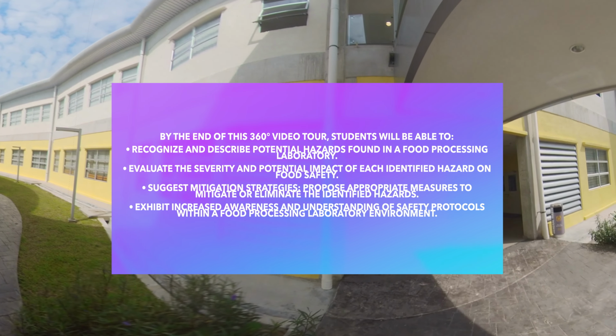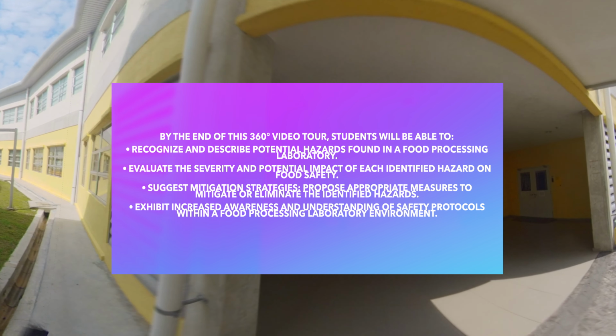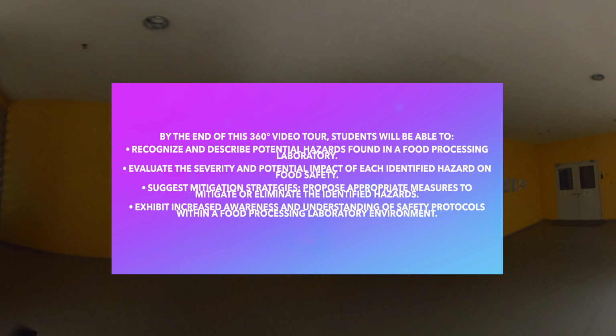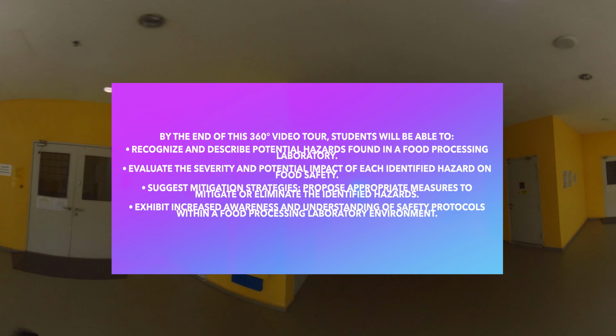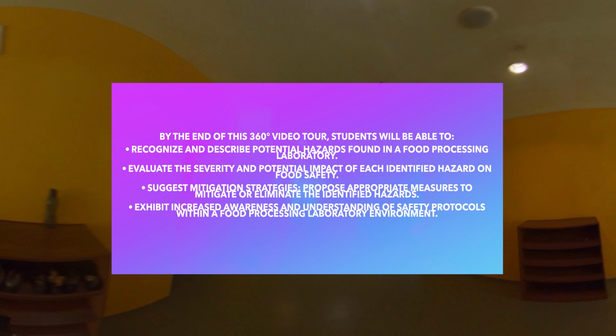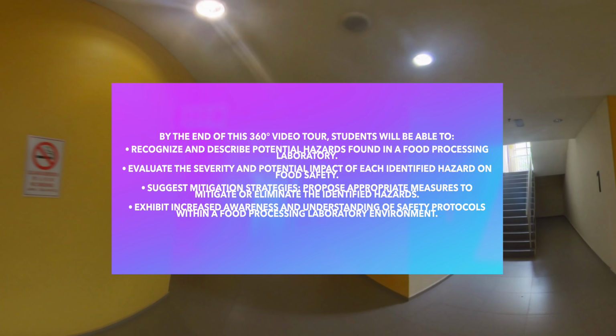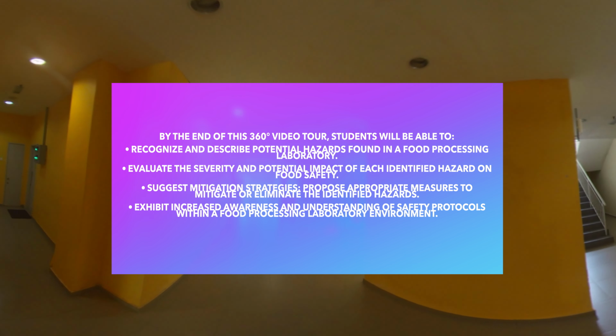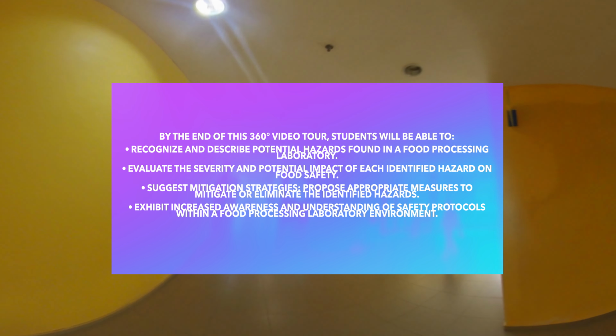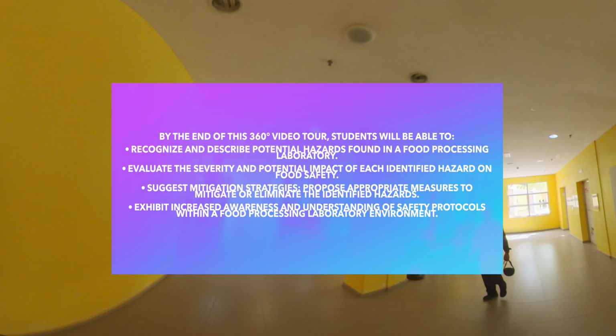Learning outcomes: by the end of this 360 degrees video tour, students will be able to recognize and describe potential hazards found in a food processing laboratory. Evaluate the severity and potential impact of each identified hazard on food safety. Suggest mitigation strategies: propose appropriate measures to mitigate or eliminate the identified hazards. Exhibit increased awareness and understanding of safety protocols within a food processing laboratory environment.